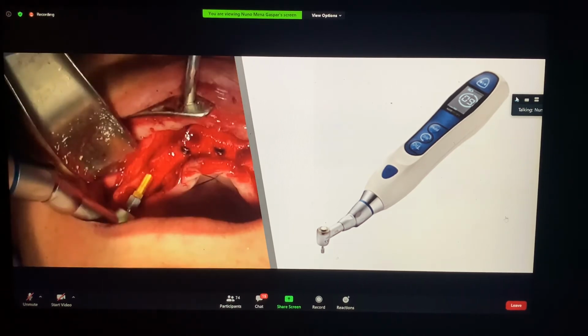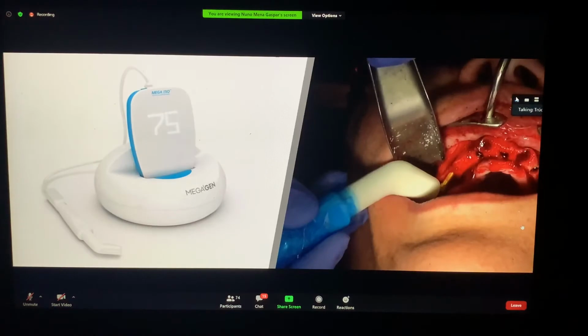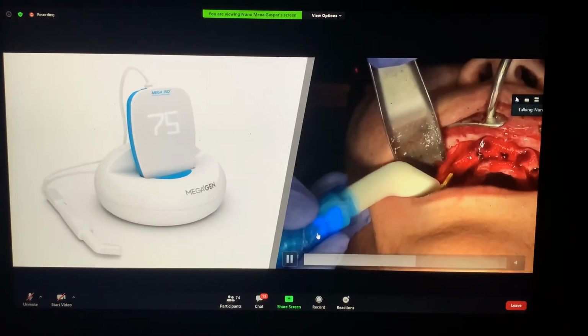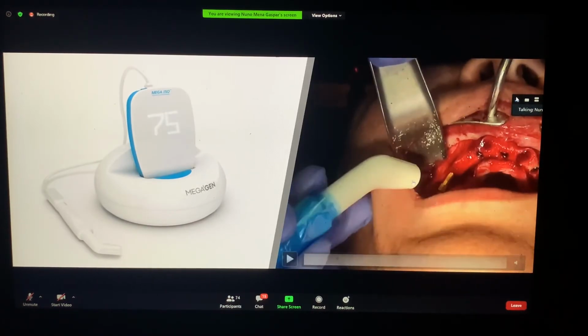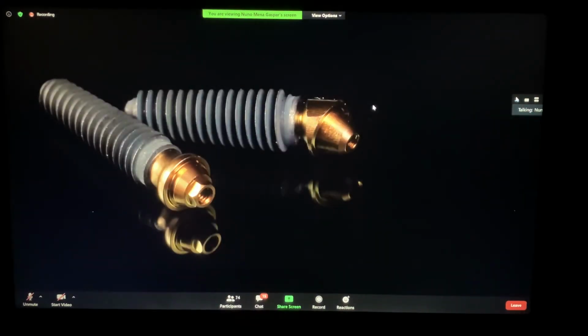I read it 78, so it's more than enough for immediate loading. You place your multi-unit abutments.